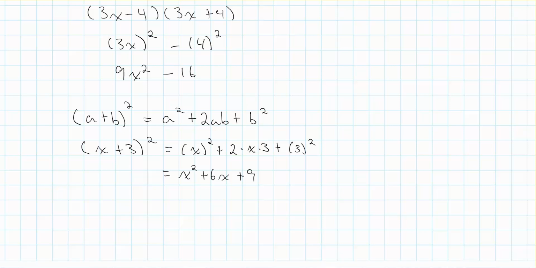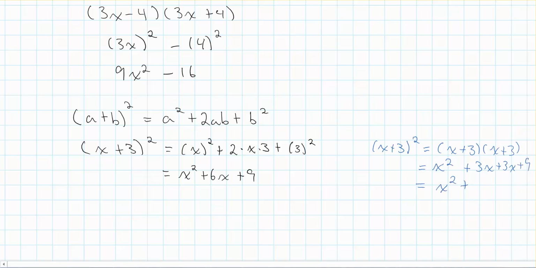Now, another way you could do this would be simply writing x plus 3 quantity squared as x plus 3 times x plus 3. And if you do that, you could just FOIL x plus 3 times x plus 3 out, and FOILing it out, you'd have x squared plus 3x plus 3x plus 9, which then of course simplifies to x squared plus 6x plus 9, which of course is the exact same answer.